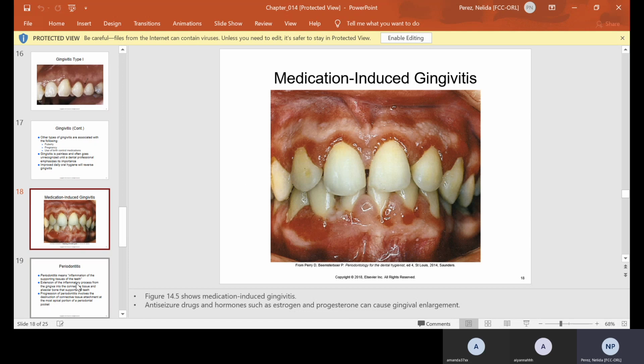Now, here is medication-induced gingivitis. So certain medications also may cause gingivitis, as you can see here again, the red around the crowns of the teeth. Something is going on over here. If you guys take a look over here, okay, so some areas are a little bit worse than other areas. This area is super inflamed and puffy.